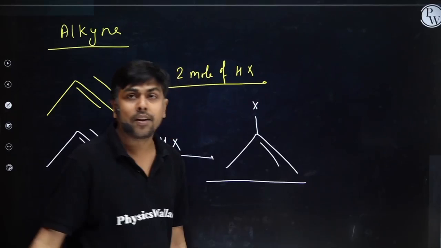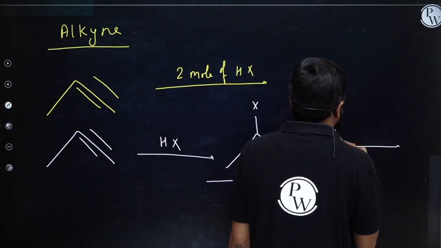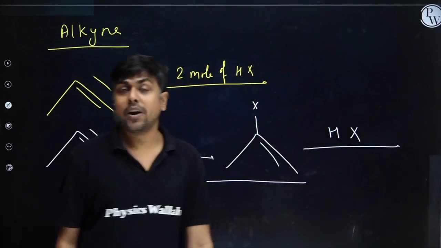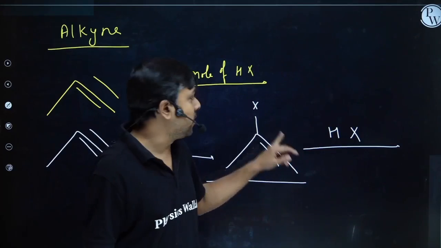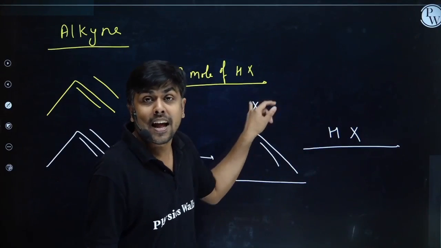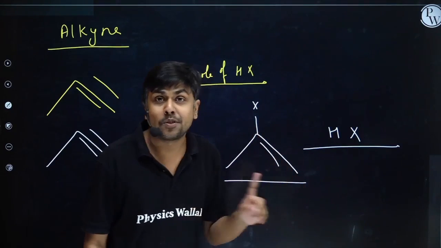Vinylic halide. Now it's further treated with HX. Now you may say, where are we going to form the carbocation? You may say, sir, here. Let's form the carbocation here, because here halogen is attached, and this halogen is an electronegative element, so it will destabilize. No.